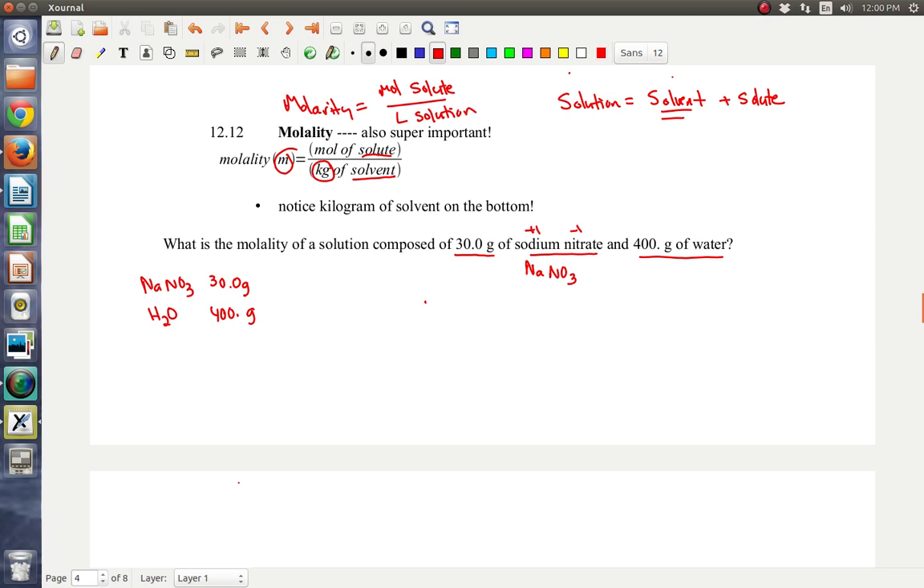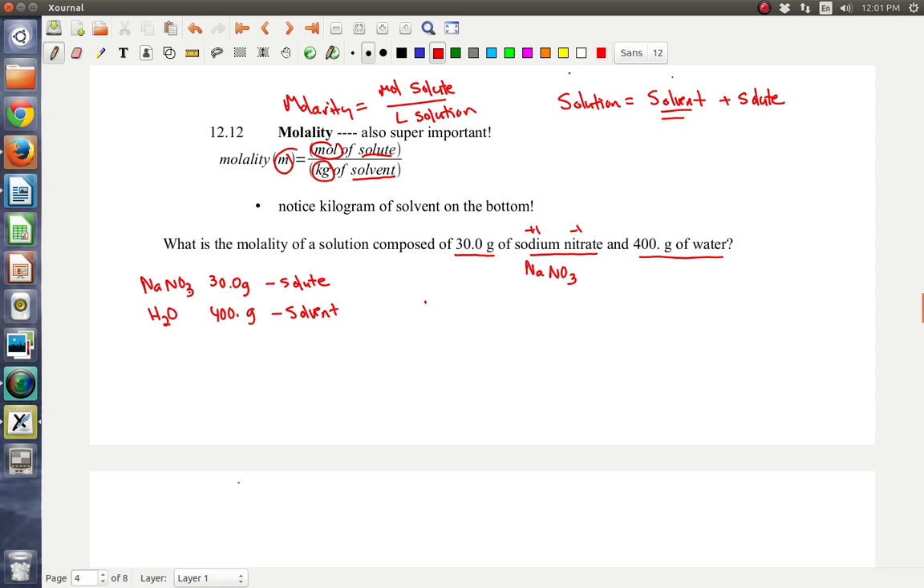So the first job is to determine which one is the solute and which one's the solvent. And remember that the solute is what you have the least of, so this is the solute. And that most of the time the water will be the solvent. And that's going to be important because I have to divide by the kilograms of solvent, so I got to make sure I'm dividing by the right thing. Now notice that molality is moles of solute, so I've got to figure out the molar mass of sodium nitrate and figure out how many moles that would be.